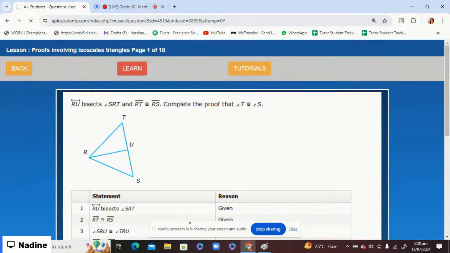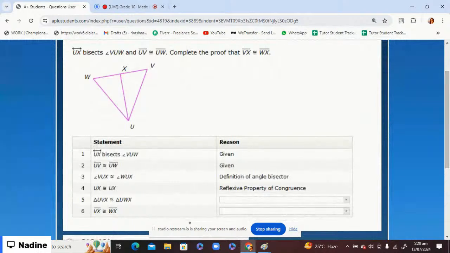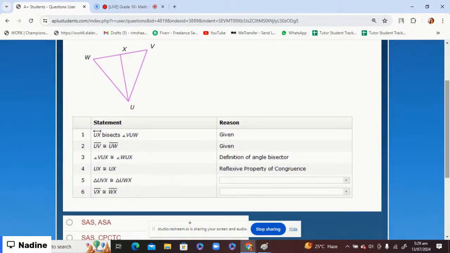Now let's do the next one, this one. UX bisects the angle VUW, and UV is congruent to UW. Complete the proof that VX is congruent to WX. So here we're going to prove that VX and WX are basically congruent. This also shows that UX is basically the bisector of angle VUW, and also shows that the lines UV and UW are the same.